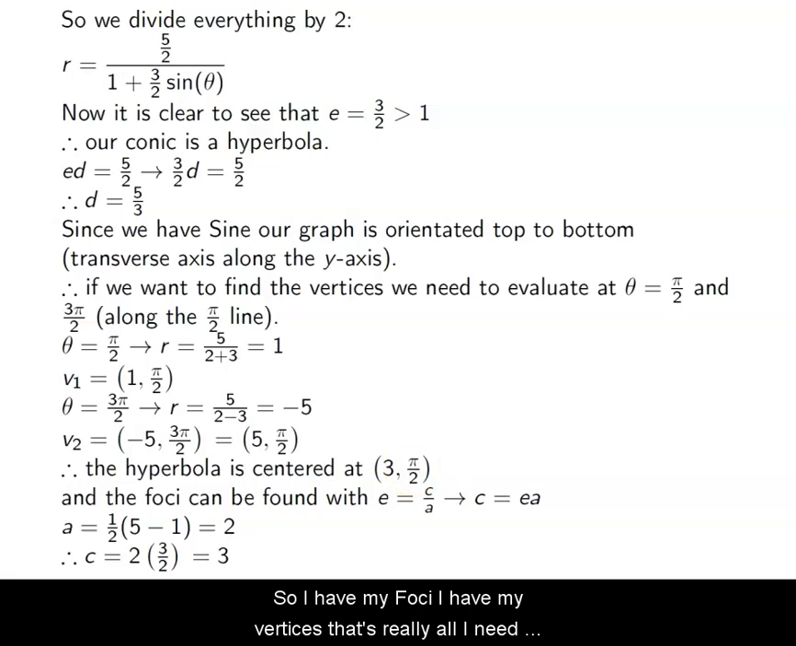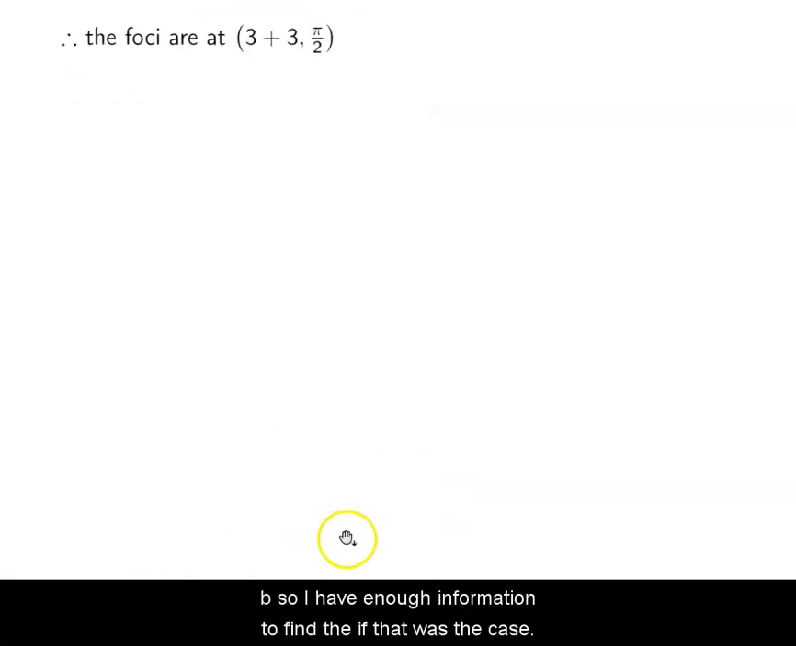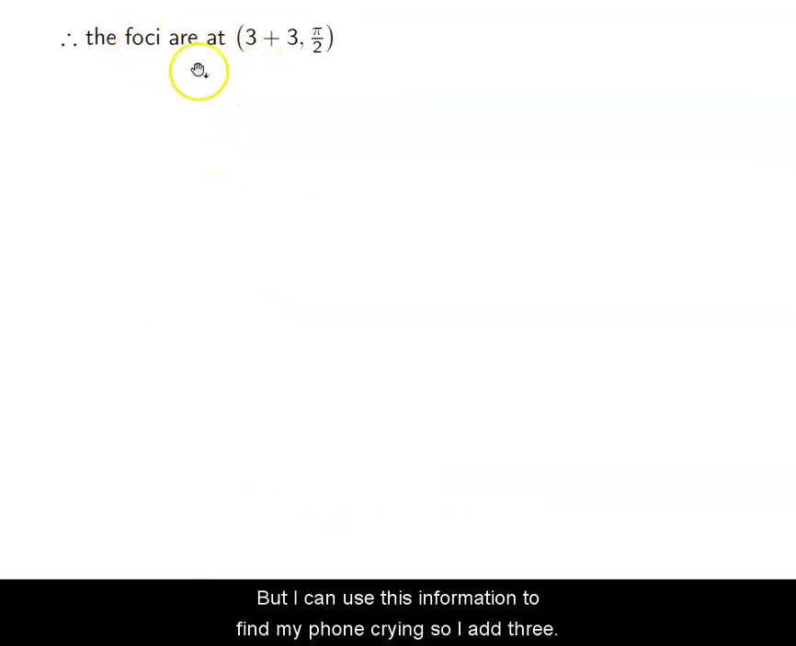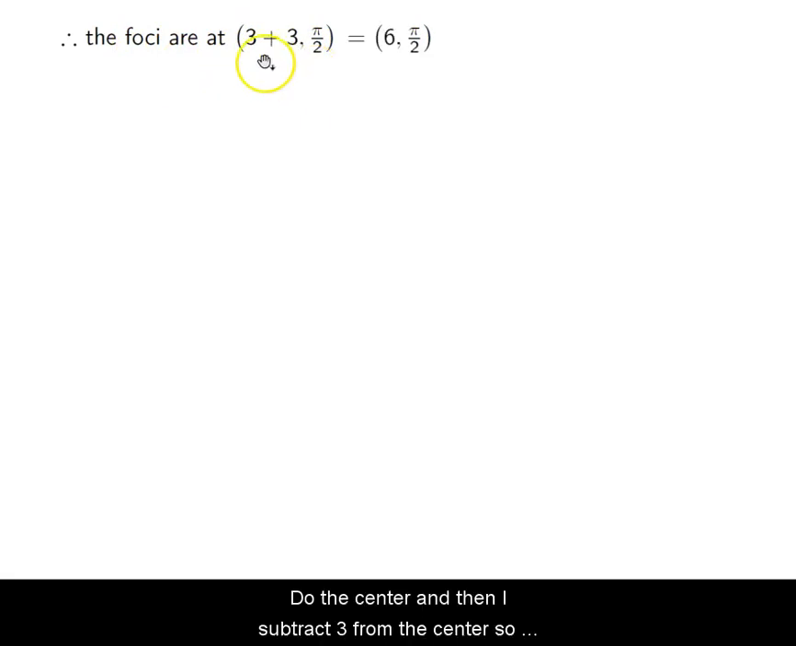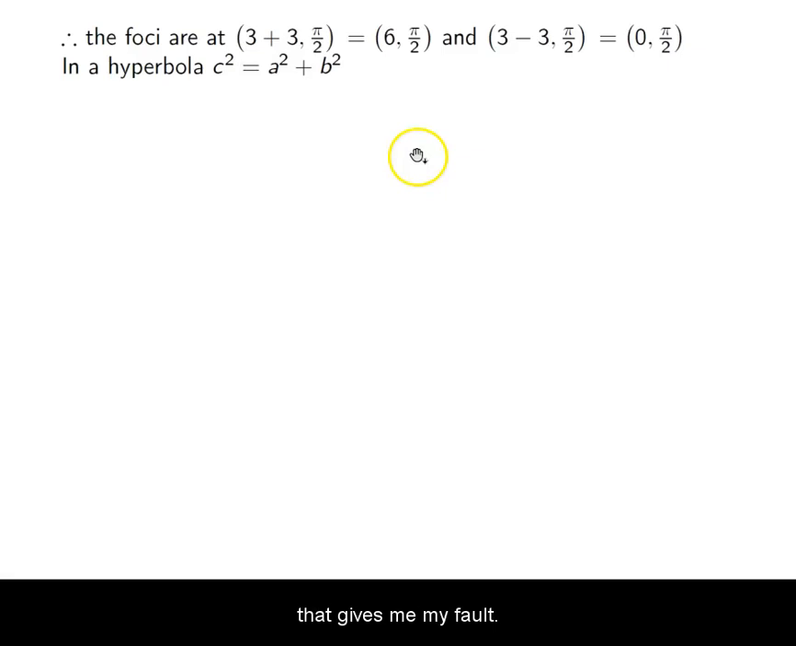If I need to find my asymptotes, my slant asymptotes, I just need A and B. So I have enough information to find B if that was the case, right? But I can use this information to find my foci. So I add 3 to the center, and then I subtract 3 from the center. So that gives me my foci, okay?